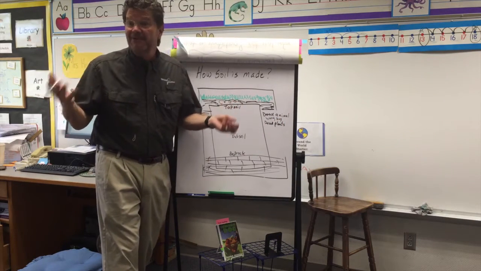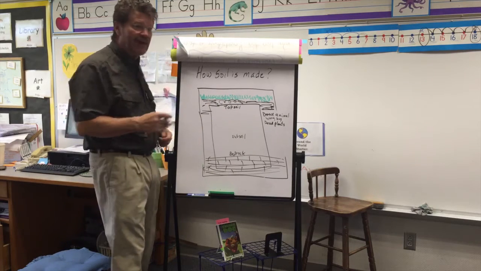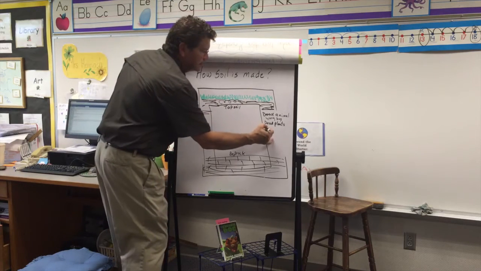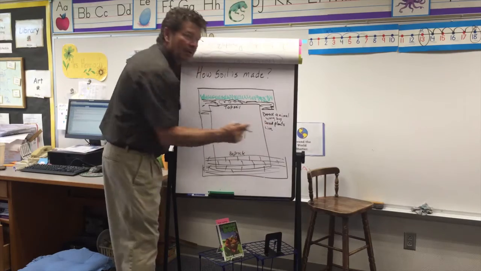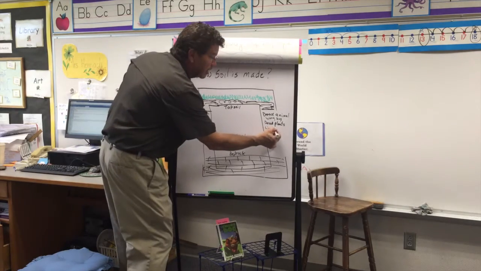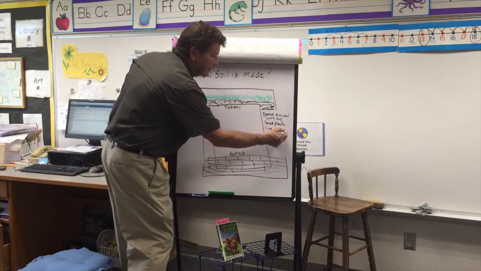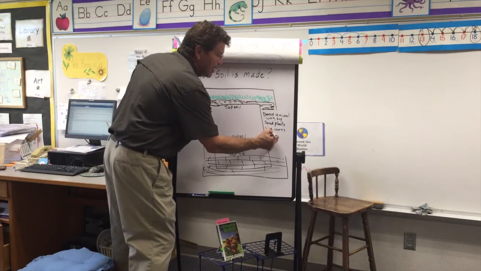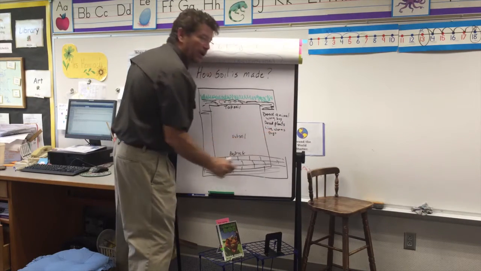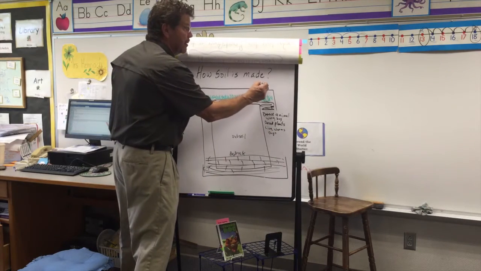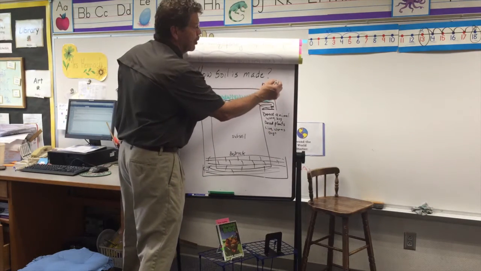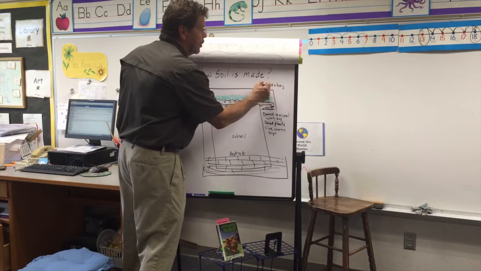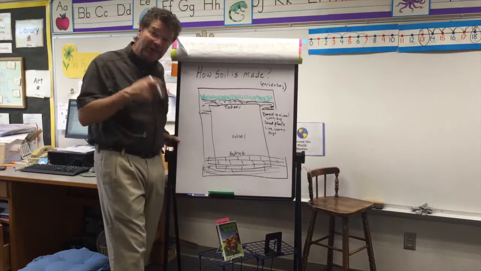And you might find living things. What are some living things you might find in soil? Live worms. Live, yes. Bugs. And you know what? Some bugs are really small. We're going to call those microbes. Microbes are really small. We'd have to use a microscope to see them, but they're in the soil.